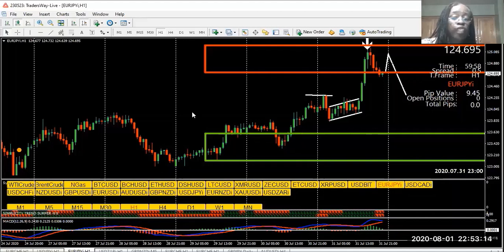Now, we don't trade consolidation, right? We don't trade consolidation. We wait for a breakout. So this area right here created a flag pattern. And what are we waiting for? A breakout. The breakout is typically the pole of the flag. So it broke out, right, to the upside.